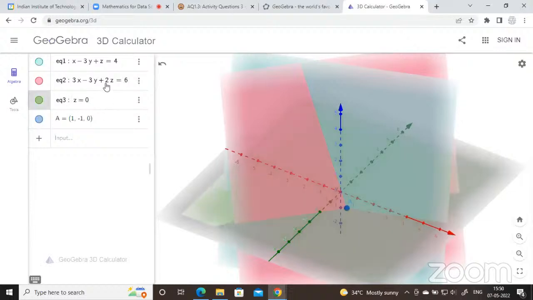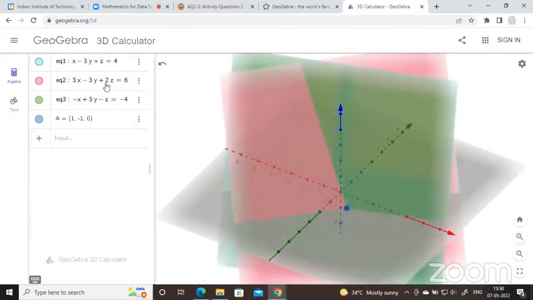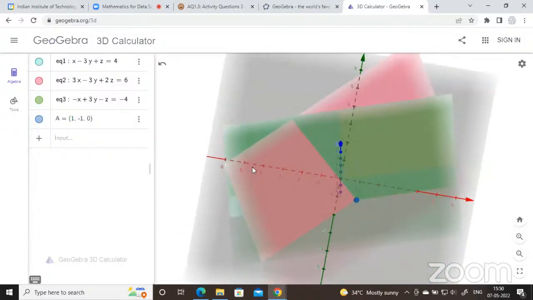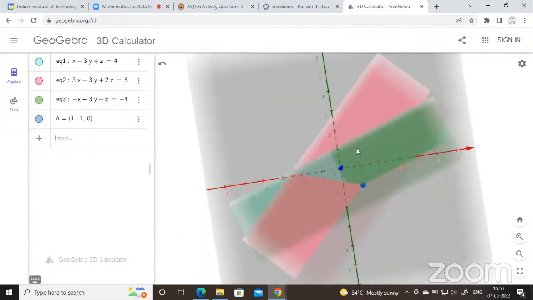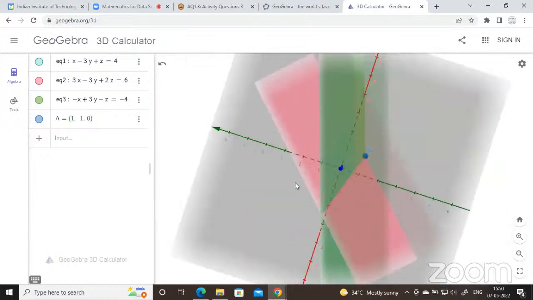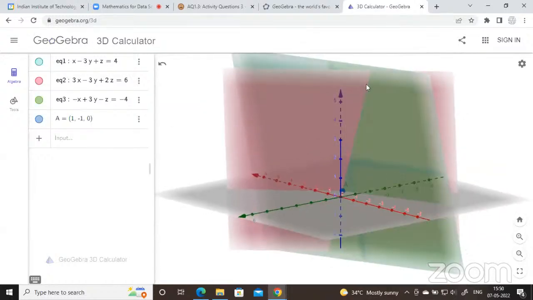See, I'll show it here. Minus x plus 3y minus z equal to minus 4. In this case, the blue and green is because the first and third equation are the same. And then pink is the second equation. So the points of intersection are all these points. A straight line. All real numbers lying on that line.